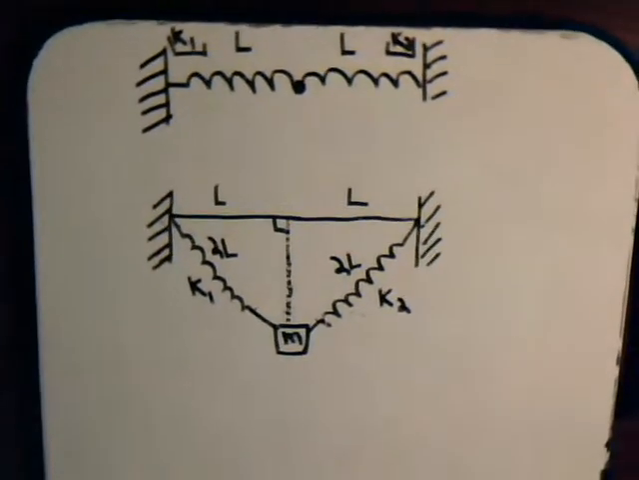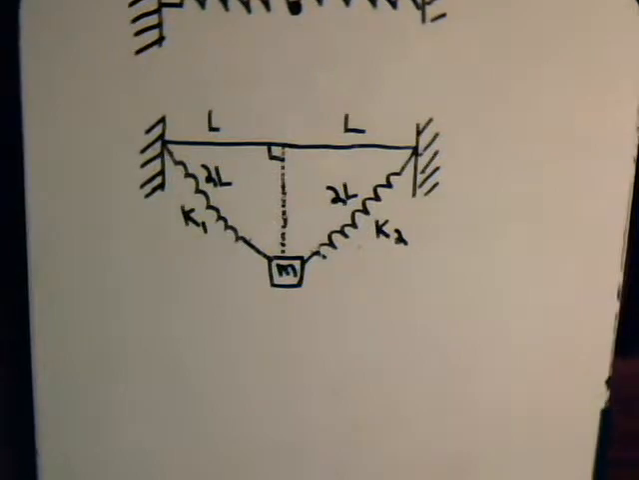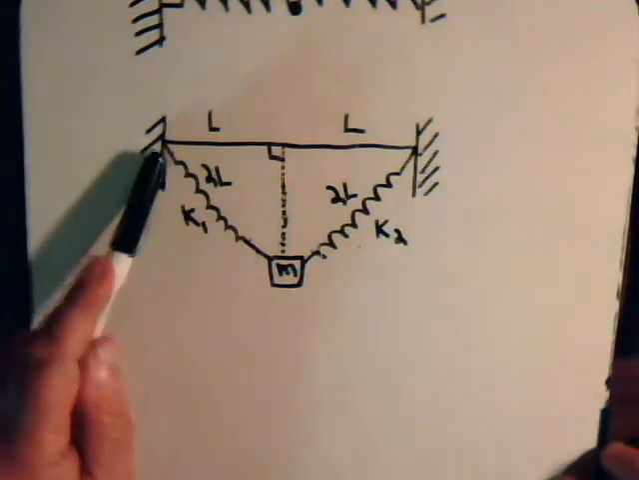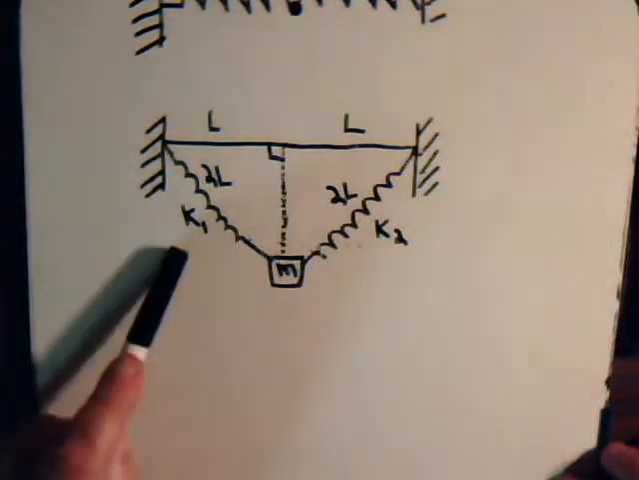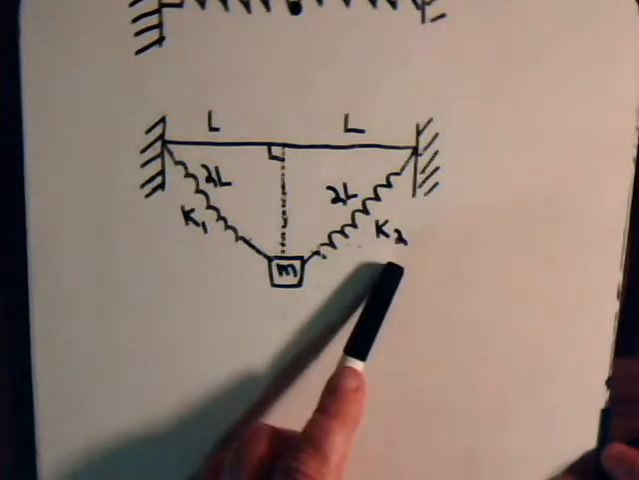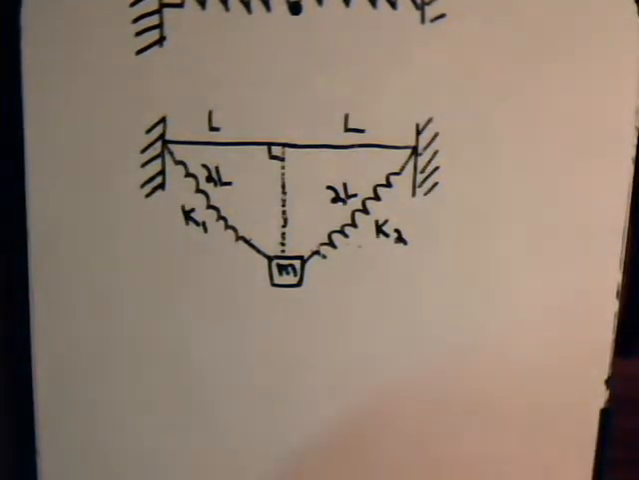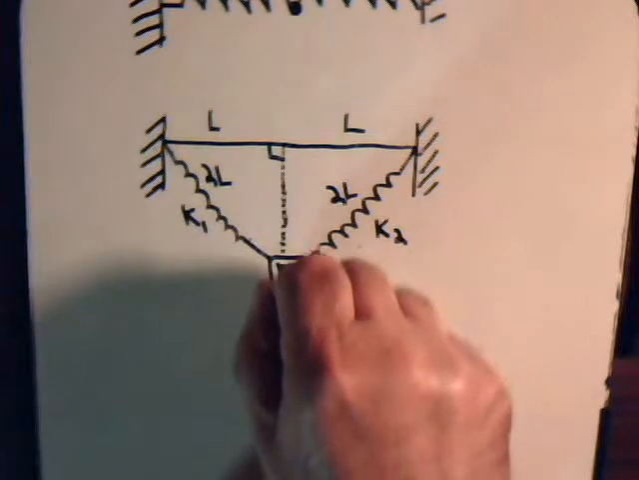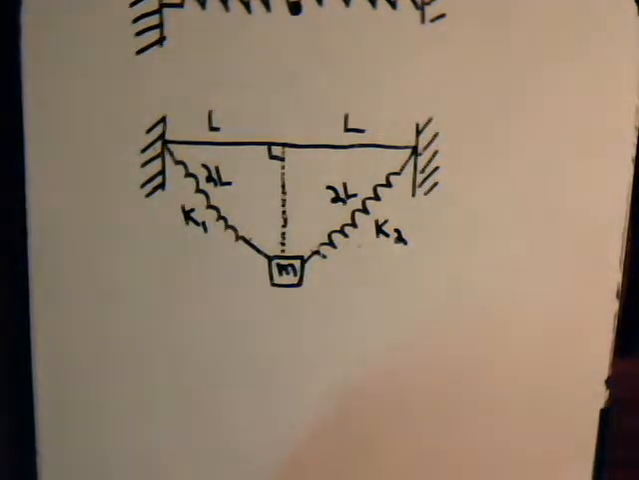So it'll look something like this. Each spring has length 2L, this has a spring constant of K1, and this has a spring constant of K2. Then after we pull the mass down, we release it. We want to know, once we release it, what will be the acceleration on that mass.